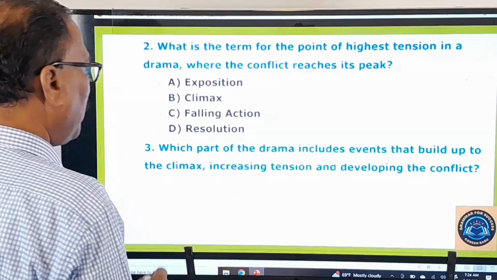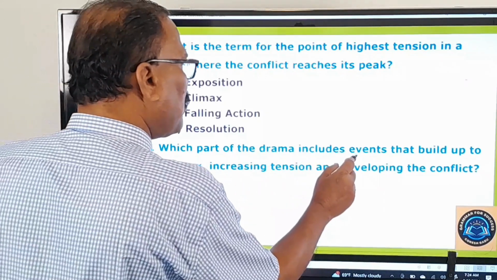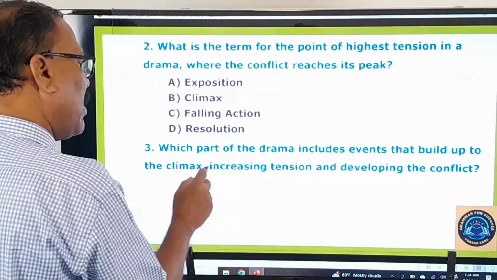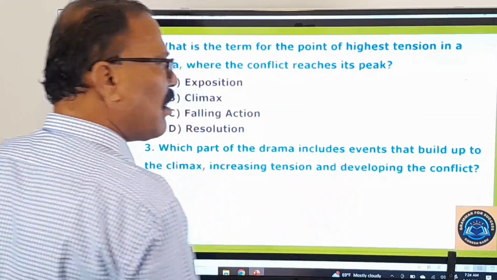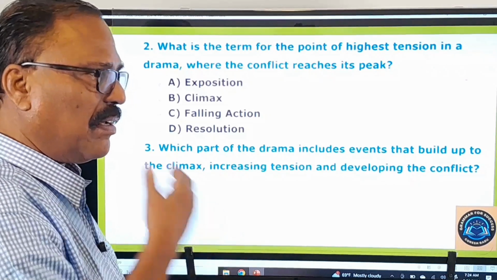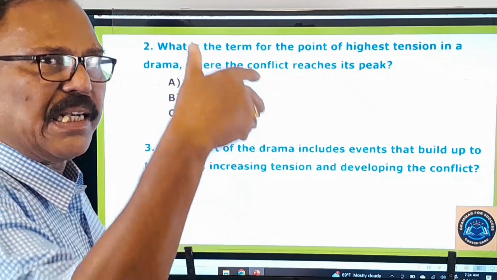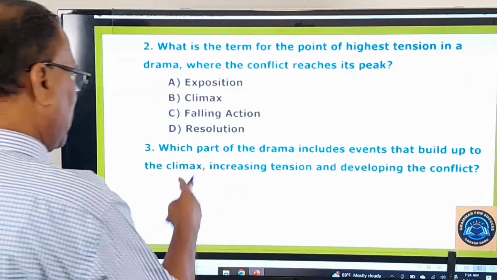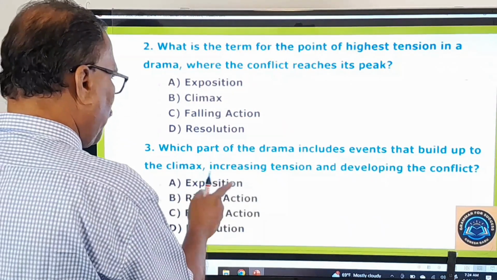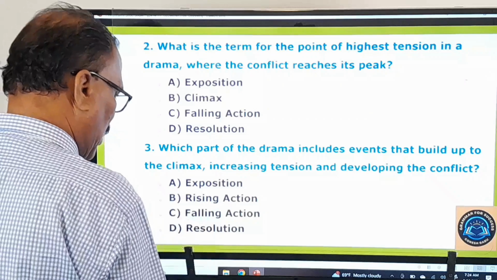And you go to the third one: which part of the drama includes events that build up to the climax, increasing tension and developing the conflict? So the conflict gets started, and it will be increasing and increasing. So where does this take place? Exposition, rising action, falling action, resolution.